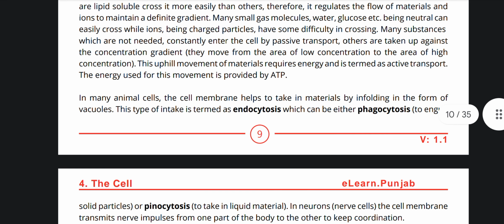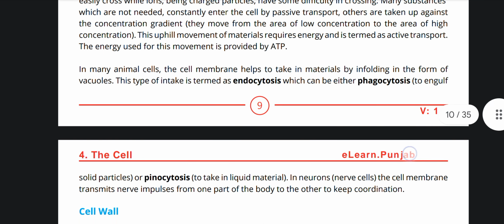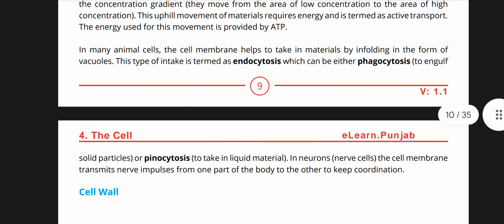For small gas molecules, water, glucose, etc., being neutral can easily cross, while ions, being charged particles, have some difficulty in crossing. Many substances which are not needed constantly enter the cell by passive transport, others are taken up against the concentration gradient. They move from the area of low concentration to area of high concentration. This uphill movement of material requires energy and is termed as an active transport, and the energy used for this movement is provided by the ATP.